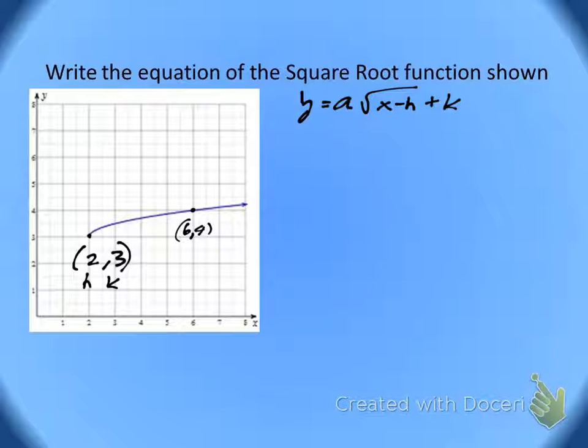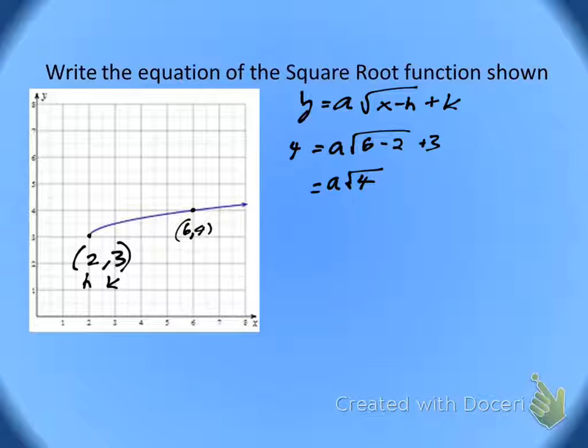Then you plug everything in. So 4 equals A square root, X is 6 minus H is 2, plus 3. The goal here is to solve for A. The square root of 6 minus 2, make that 4.